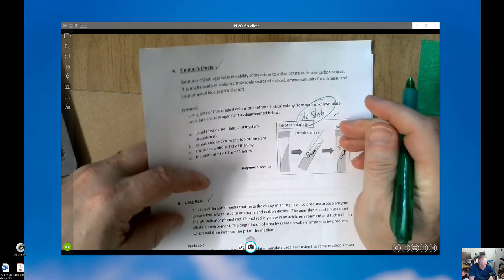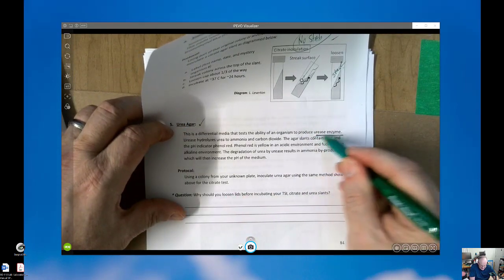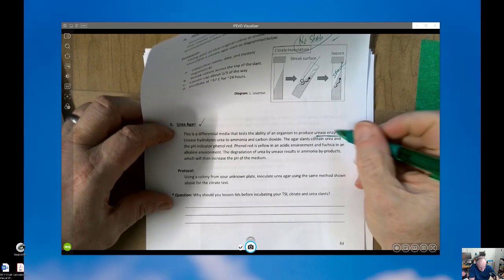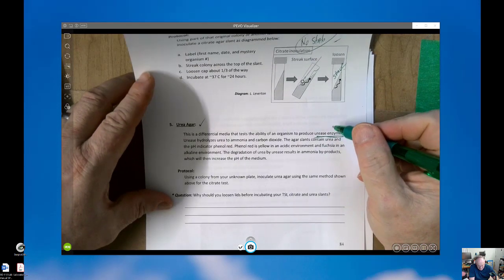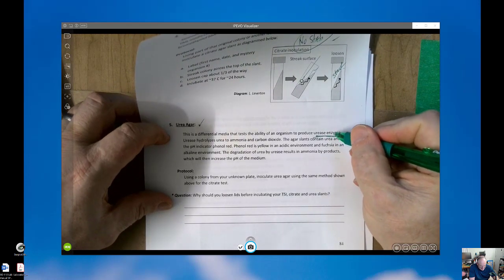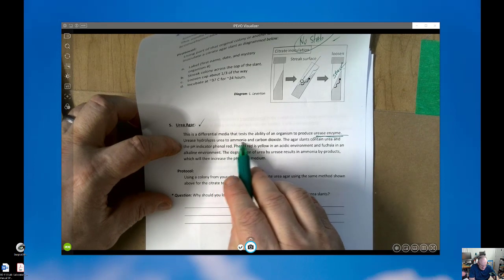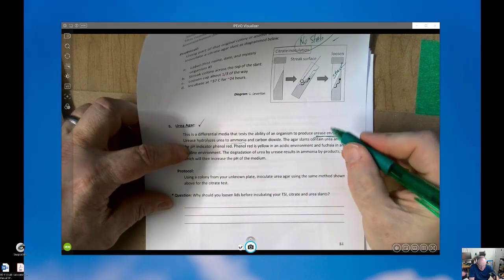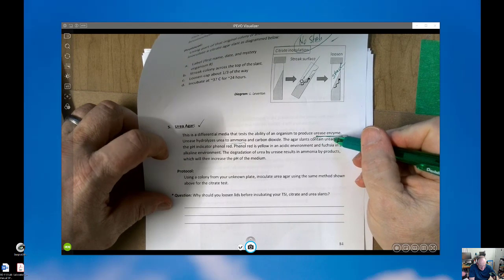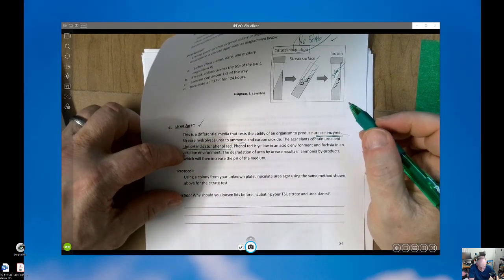Urea agar is a differential media for whether an organism produces the urease enzyme. Now urea is of course a component in urine. The urease enzyme hydrolyzes urea to ammonia, the common ammonia smell. The agar slants contain urea and a pH indicator, phenol red.